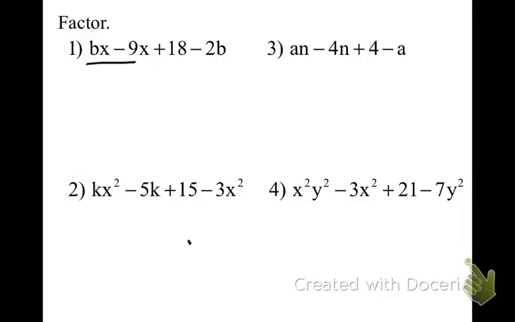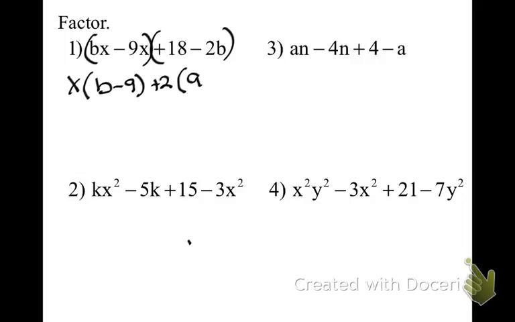Okay, so the first one, I'll just group them first. You may have to reorganize, but we're going to group, right? Write this as a sample down. So let's just say, what can we factor out of the first group? X. And what's left? B minus 9. Okay, so now I'm going to factor out a plus 2. And what's left? 9 minus b.